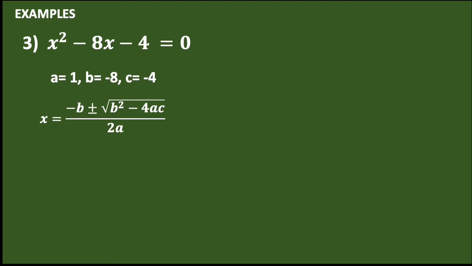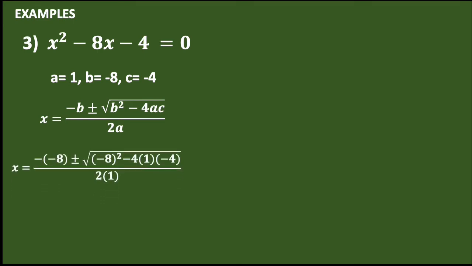Applying the quadratic formula, let us substitute the values of a, b, and c. It will become negative times the quantity negative 8 plus or minus the square root of the quantity negative 8 squared minus 4 times the quantity 1 times negative 4, all over 2 times 1. Let us now simplify.